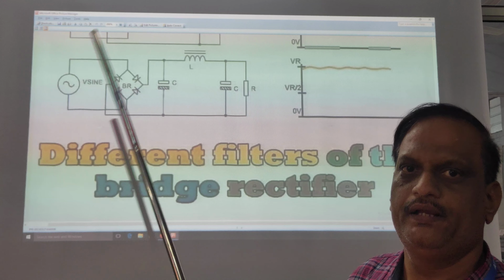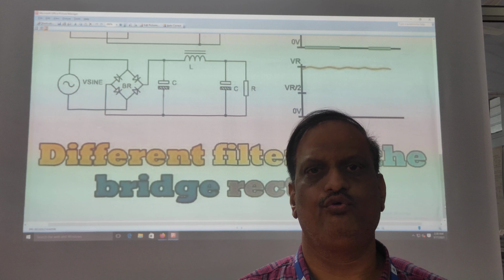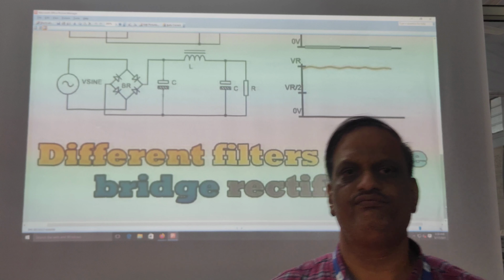That's all for today. From this we learn how to generate the output DC voltage with the help of a bridge rectifier circuit.